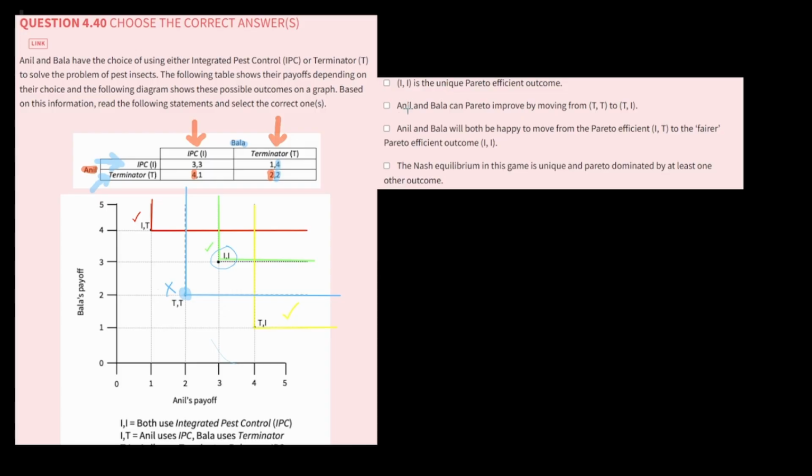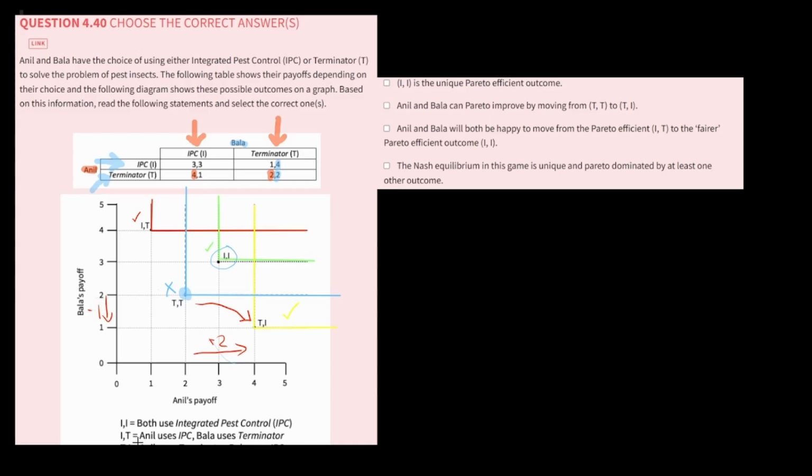What do we have? Anil and Bala can Pareto improve by moving from TT to TI. So by making that movement there, we're saying, hey, they can Pareto improve. No, Bala would be worse off, right? In this case, sure, Anil goes +2, but Bala is -1. So that is not a Pareto improvement.